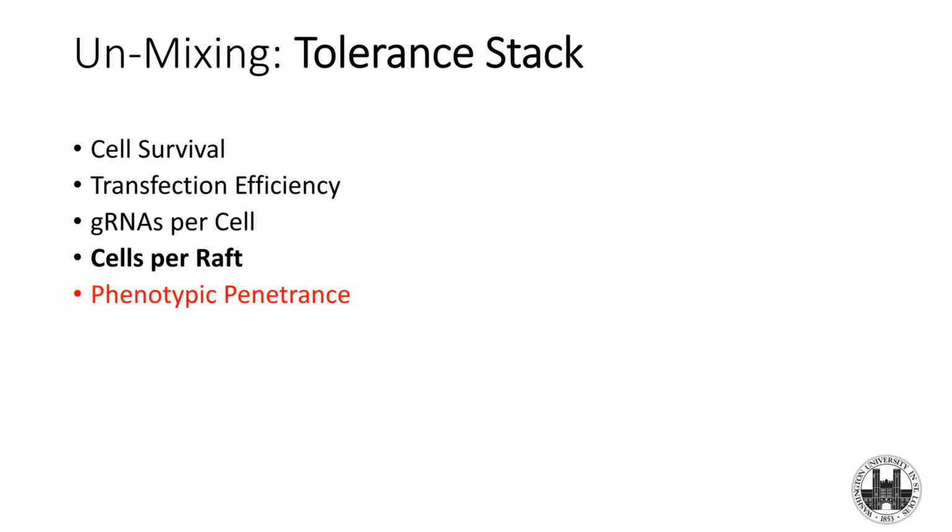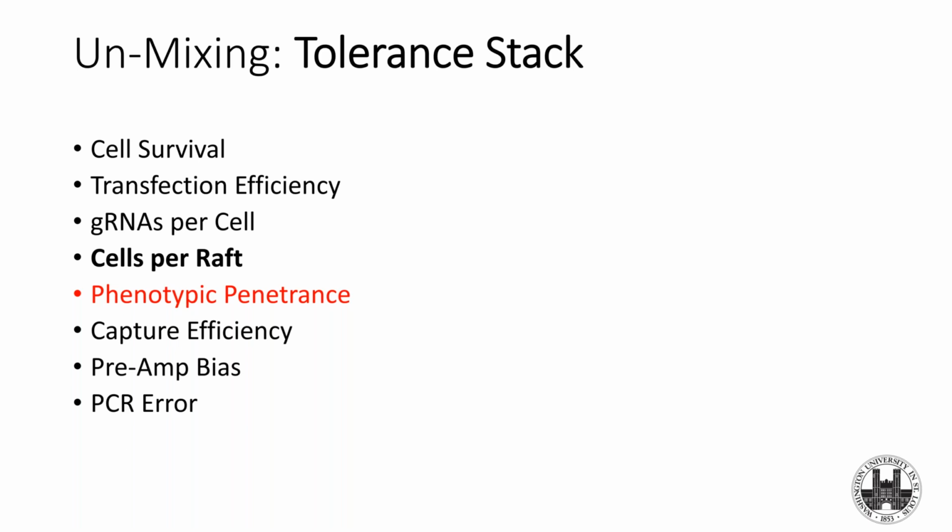And so if your phenotype, the great thing is we can do very subtle phenotypes, but at some point your phenotype's too subtle and you can't do this experiment. We worry about capture efficiency. The preamplification has some bias. There's some PCR error, and of course there's sequencing error. The great news is that this all works.